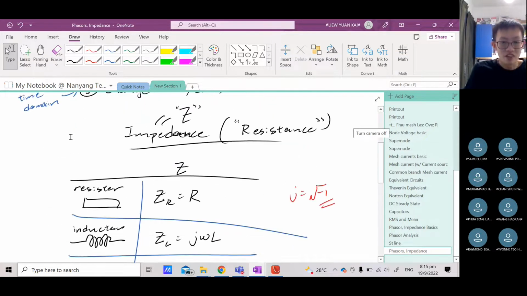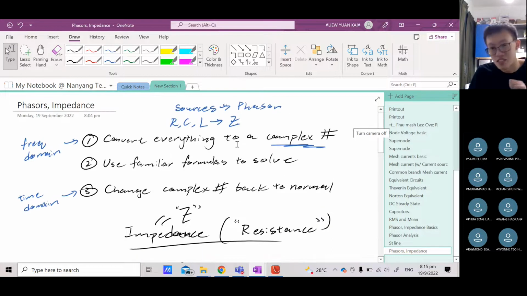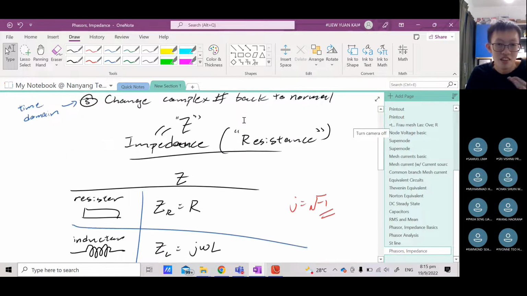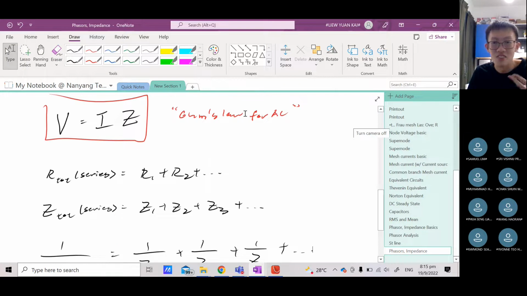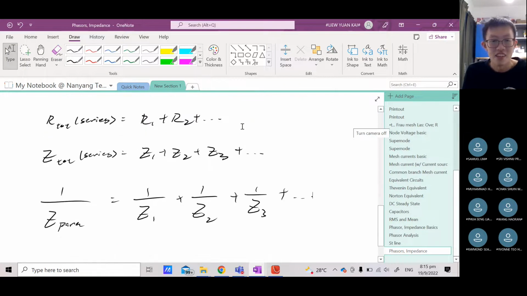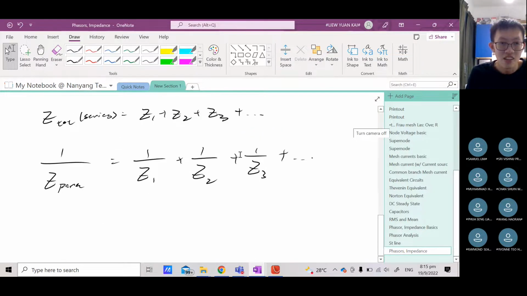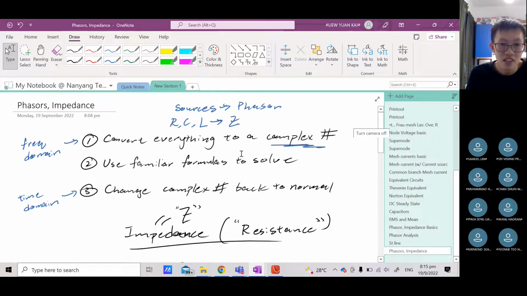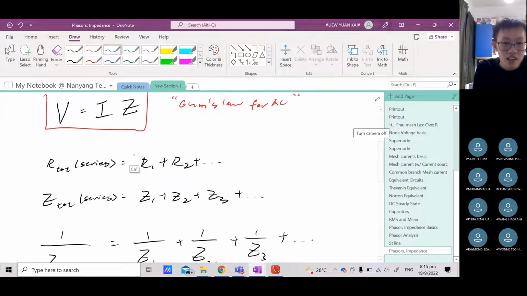And that's why I say, once you convert all these to complex numbers, right? You change the sources to phasors, you change R, C and L into impedances, then everything becomes quite familiar to you already. It's all a matter of knowing how to use your calculator for doing these complex number calculations. So that's what I mean by using familiar formulas. All that you have learned before can be used for impedances and phasors.